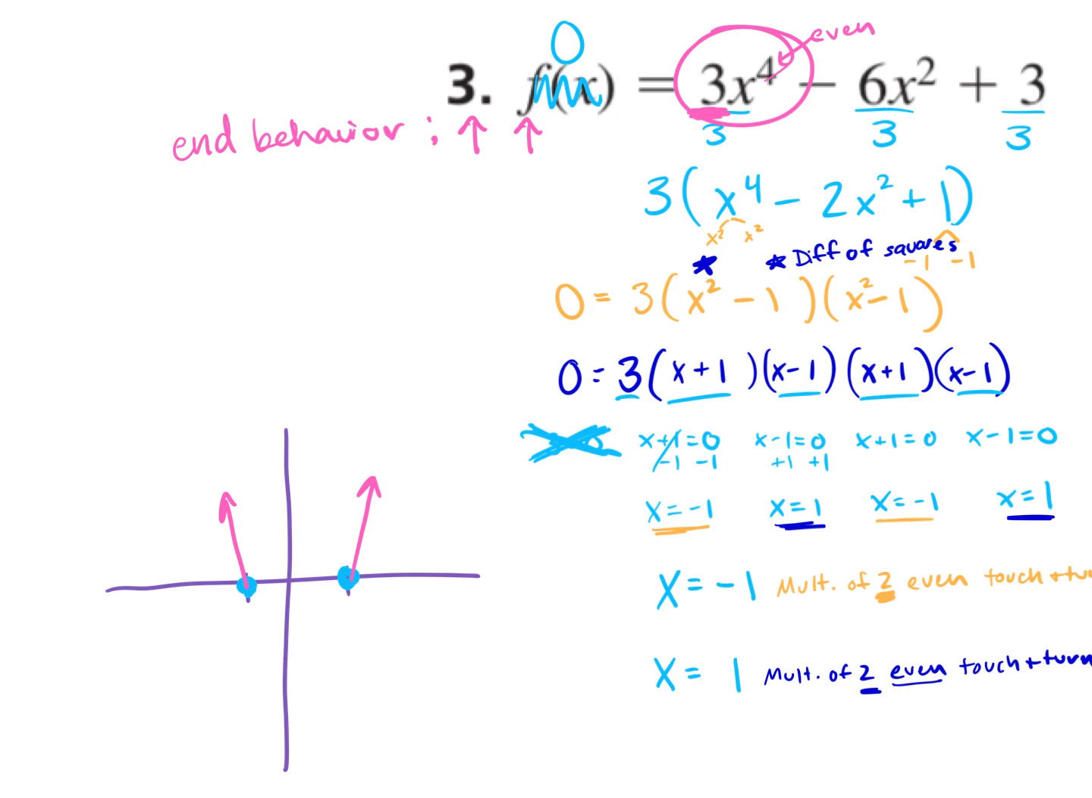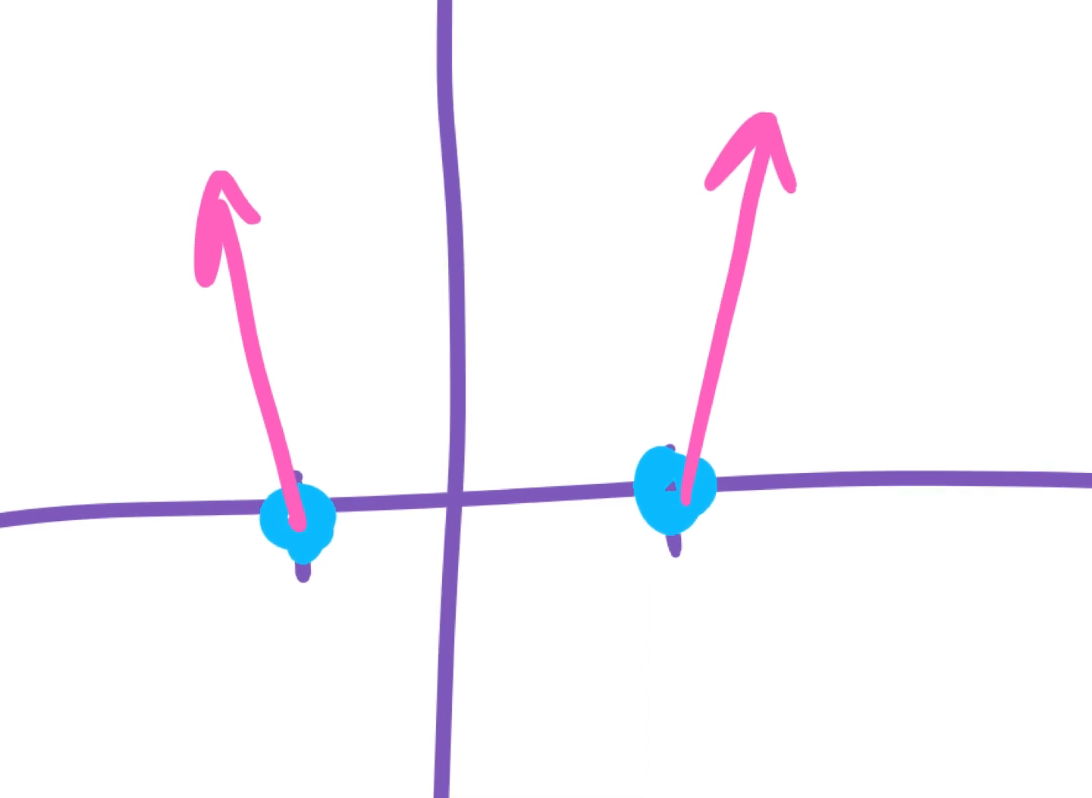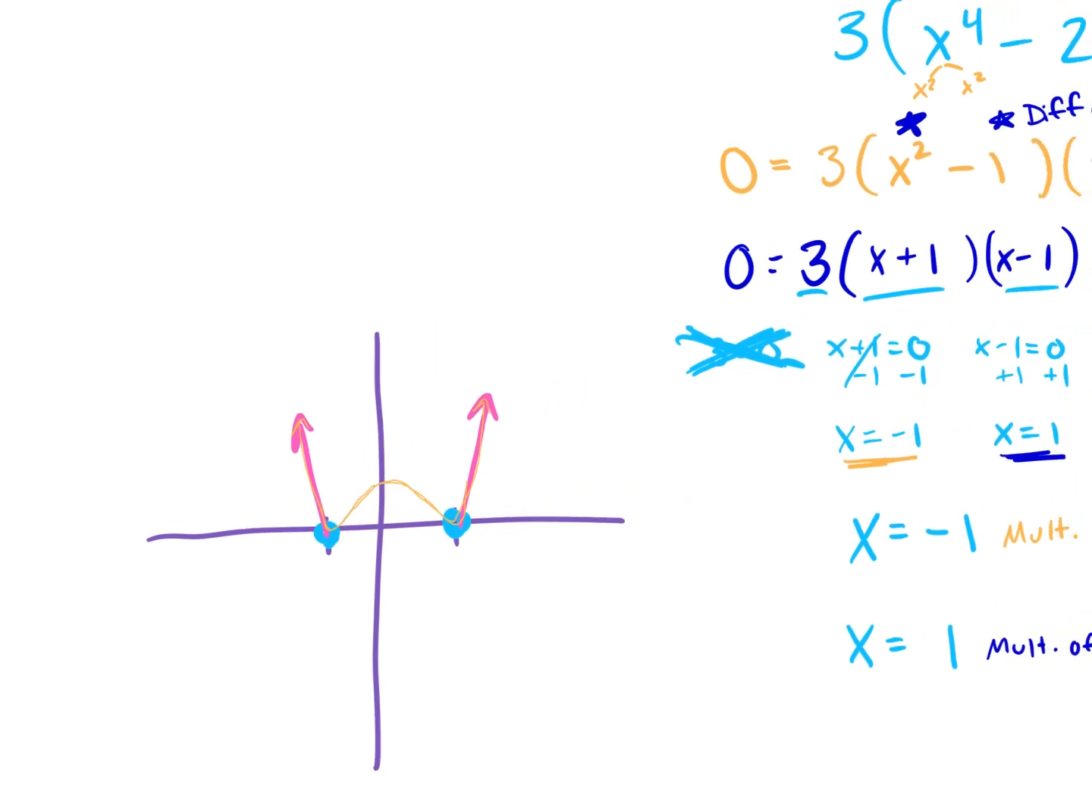All right, so let's go to our points. At -1, we said we touch and turn. So I don't go through this point, I just touch and turn, and I make my way over to the other point. What about at +1? Do I go through or touch and turn? Touch and turn. So I touch the point and bounce right back off of it. So this would be my graph. So that W shape.